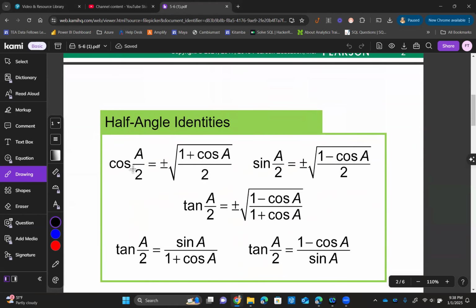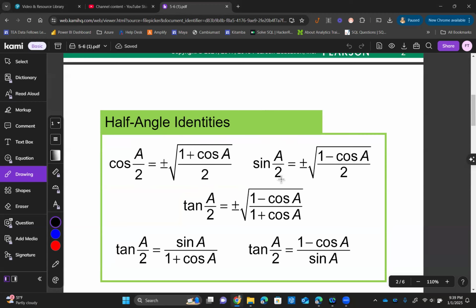If we're going to find the cosine of any half of an angle, that's cosine of A over 2, we will need to calculate the square root of (1 plus cosine A) over 2, and we just have to decide the sign depending on where A over 2 lies, whether quadrant 1, quadrant 2, quadrant 3, or quadrant 4. So this is the formula we need for cosine A over 2.